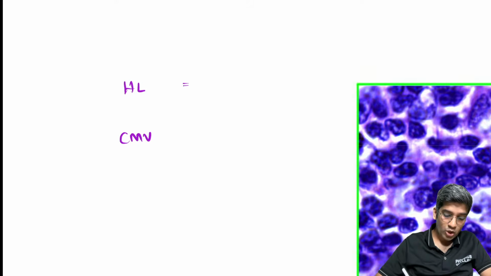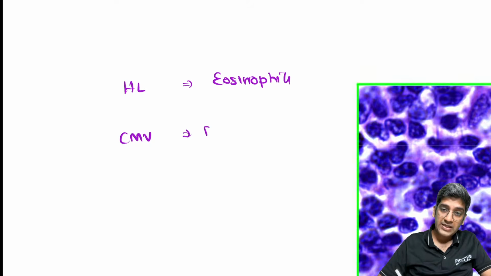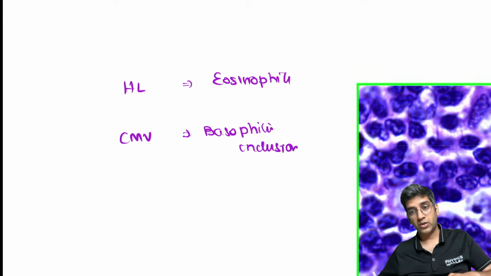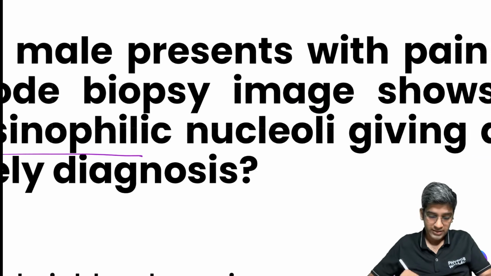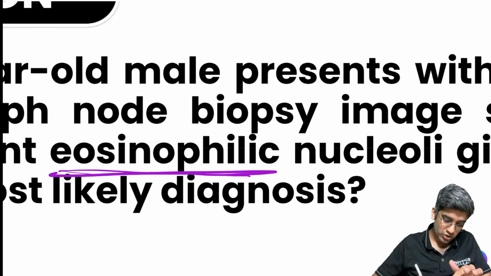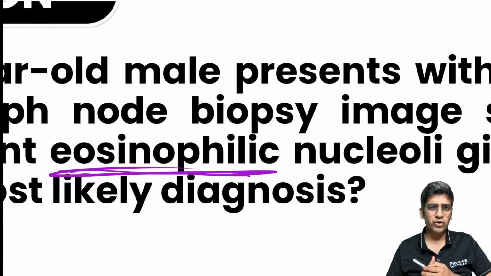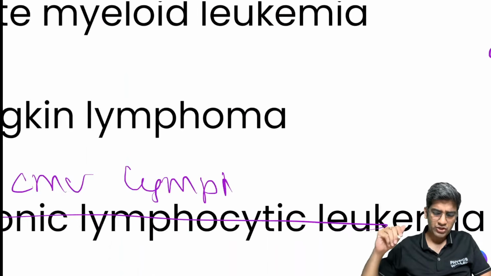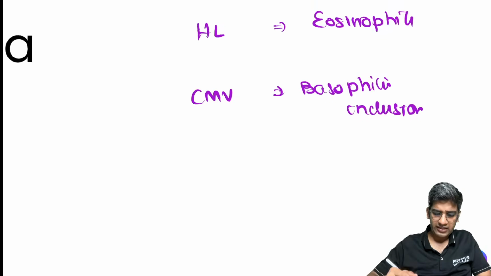But if it is seen, Hodgkin's lymphoma will have eosinophilic nucleoli. That's very, very important. CMV is a basophilic inclusion. You're exactly right, Sanvi. It is a basophilic inclusion, and Hodgkin's lymphoma is an eosinophilic inclusion, right? Okay, perfect. Look at that. It's eosinophilic nucleoli. If it's eosinophilic nucleoli, I'm definitely going to think of Hodgkin's lymphoma. A few questions from Hodgkin's lymphoma. Let's see how many of you can get the right answer.